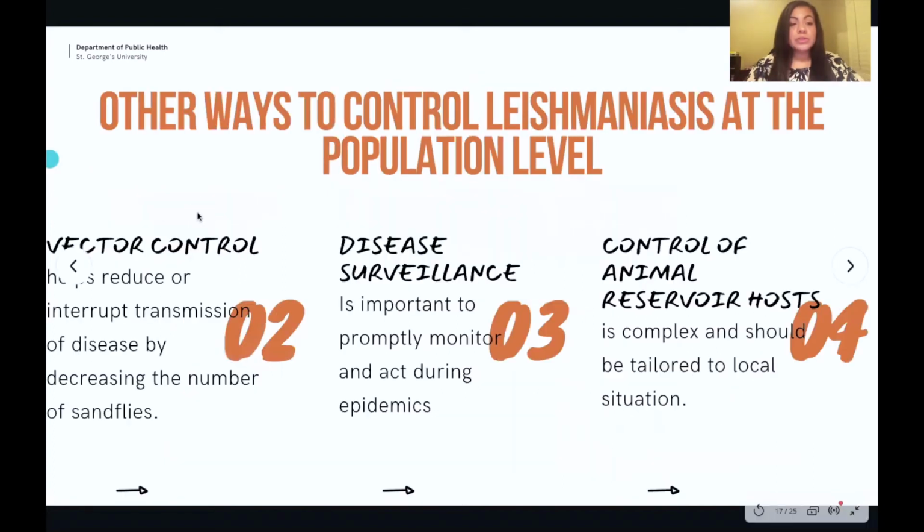Vector control is very important as it helps reduce or interrupt transmission of disease by decreasing the number of sandflies. Control methods include insecticide spray, use of insecticide-treated nets, environmental management, and personal protection. Next is effective disease surveillance. It is important to promptly monitor and act during epidemics and situations with high case fatality rates under treatment. Control of animal reservoir hosts is also another way to prevent and control leishmaniasis. It is complex and should be tailored to the local situation.